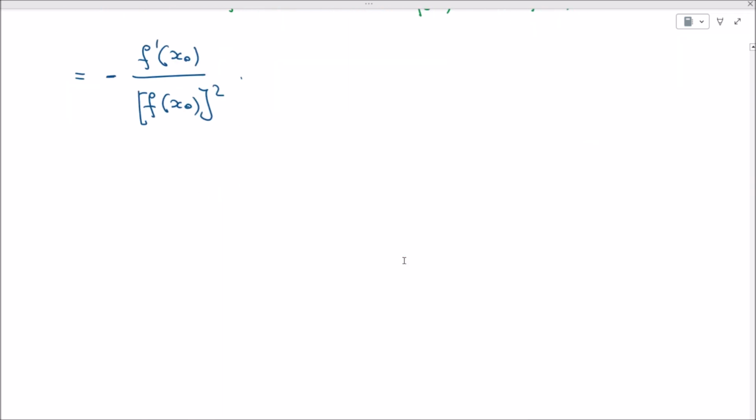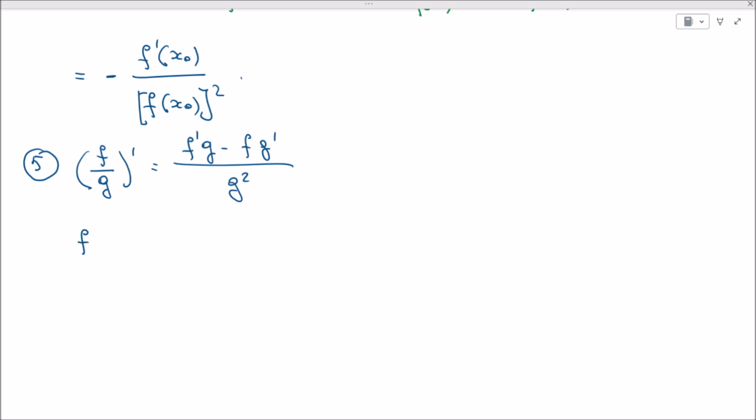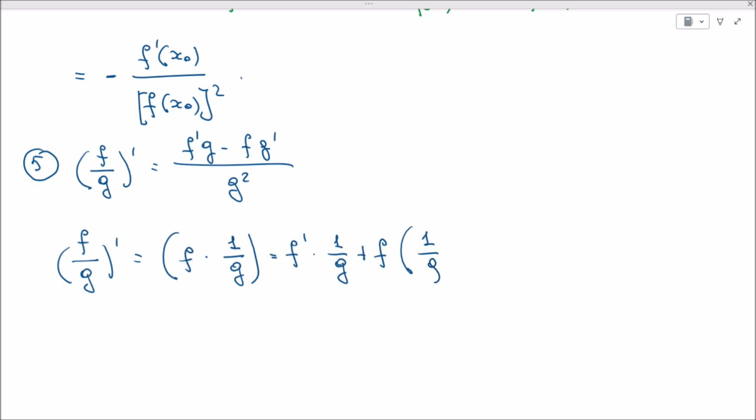So we can move to theorem number 5, which says that if we want to take the derivative of f divided by g, it is equal to g squared at the denominator, and then we have f prime g minus f g prime. Now, why is that? Well, this is quite simple to prove, because we can think of f divided by g to be simply the product of f and 1 over g. And if we now apply the theorem on the product, we have that this is f prime times 1 over g plus f times the derivative of 1 over g.